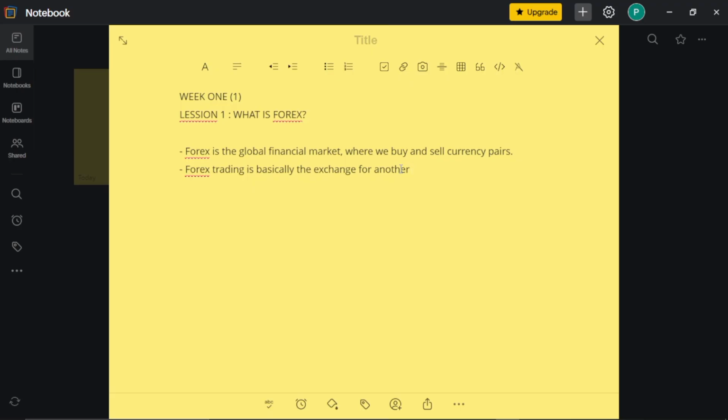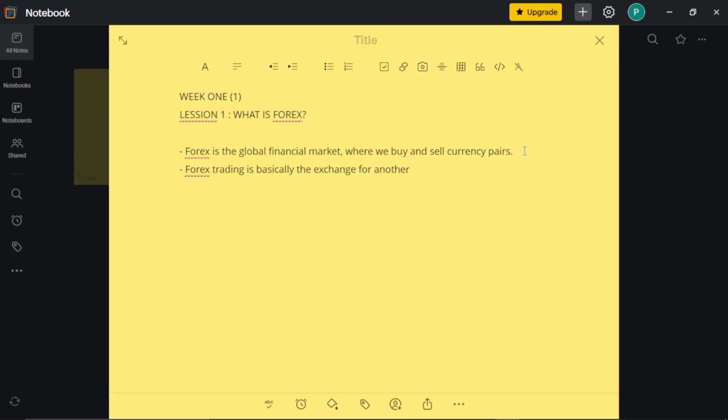So basically, Forex trading is the exchange of one currency pair against the other. Let's elaborate a bit more on this. The foreign exchange market, which is what Forex is abbreviated from, known as Forex or FX, is the largest financial market in the world. It's a global decentralized market. This is theory, but it's important that you know it.